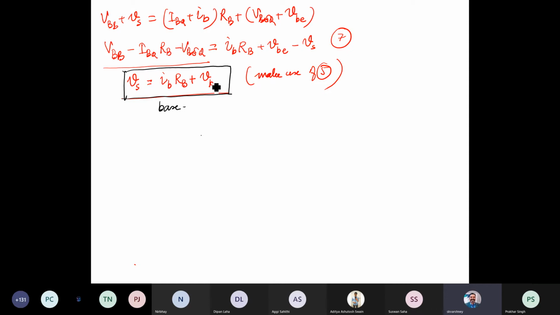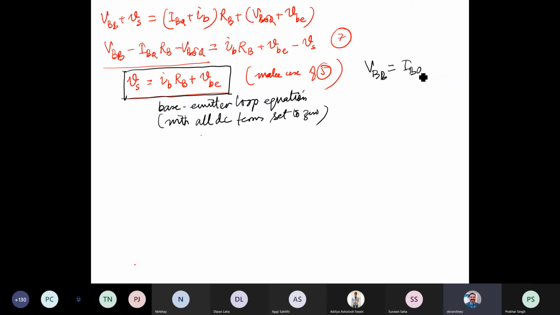You can see that all of these are the total instantaneous AC components. So this is the base emitter loop equation with all DC terms set equal to 0. There are no DC terms. It's something like, if we mimic it, VBB is equal to IBQ RB plus VBEQ, right? So this is under DC and this is now in AC.